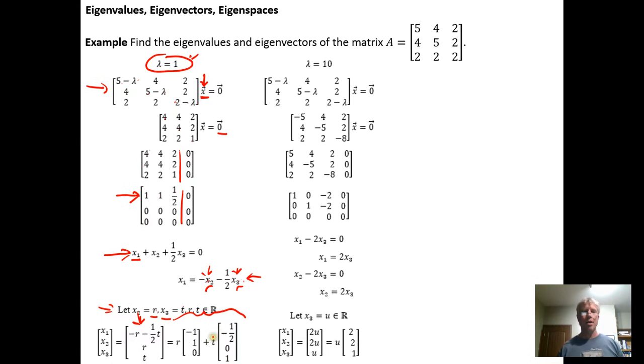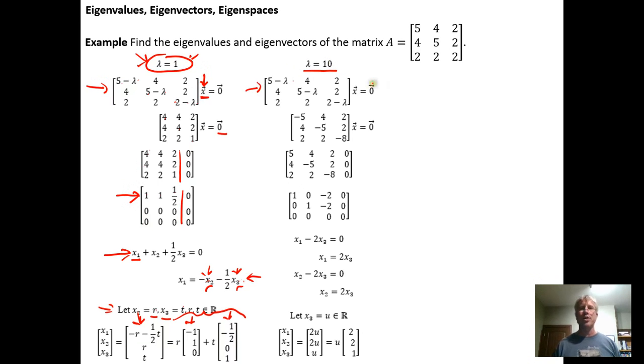Again, we haven't talked about vector spaces yet, but we are going to talk about vector spaces soon, and eigenspaces. And what we're going to learn is that these two vectors are a basis for the eigenspace generated by the eigenvalue of 1. And then you have to walk through the same process for your other eigenvalue. Lambda equals 10 is a second eigenvalue.